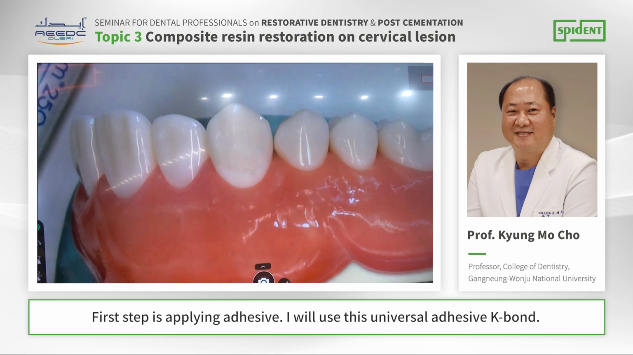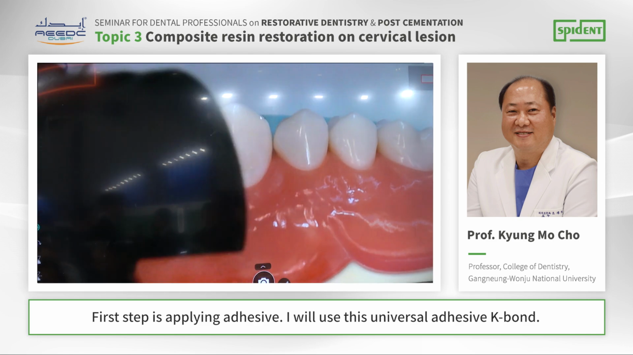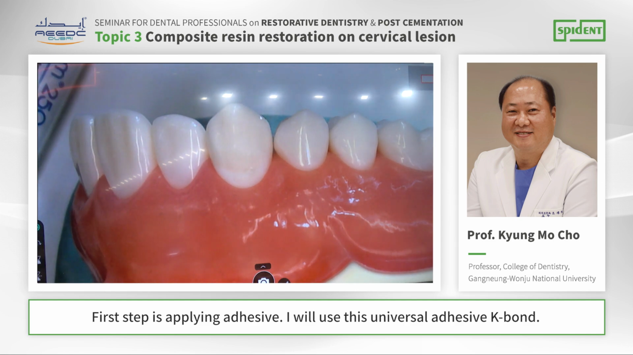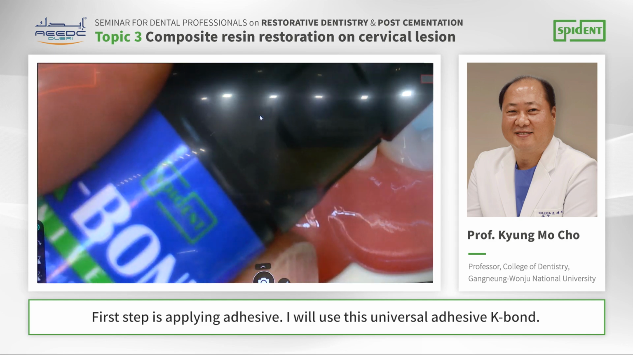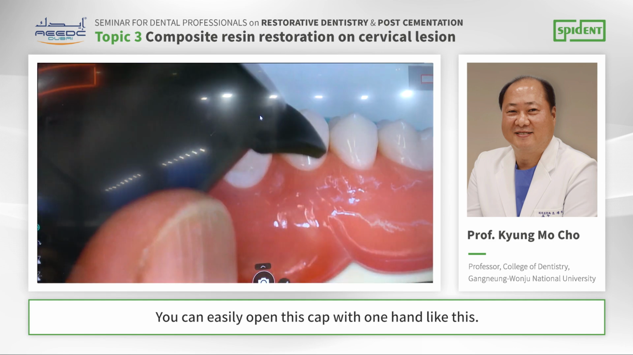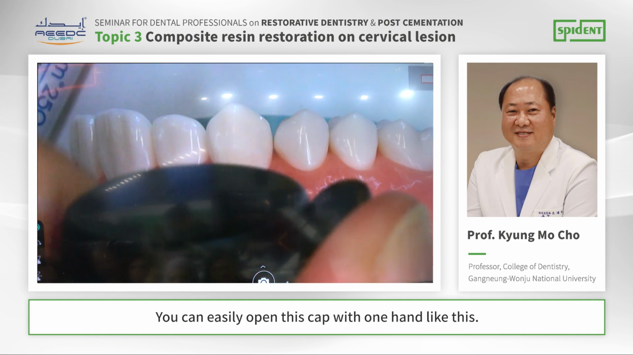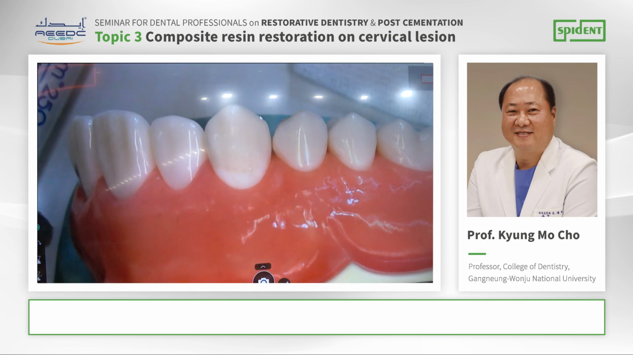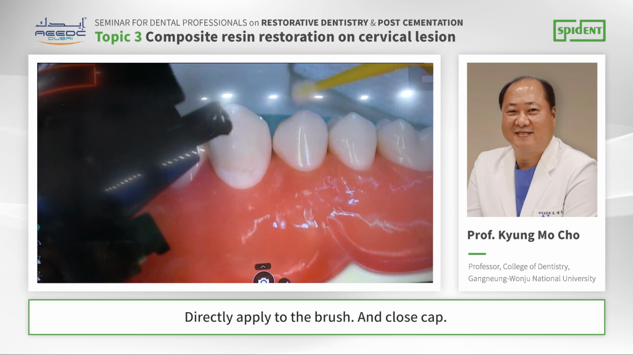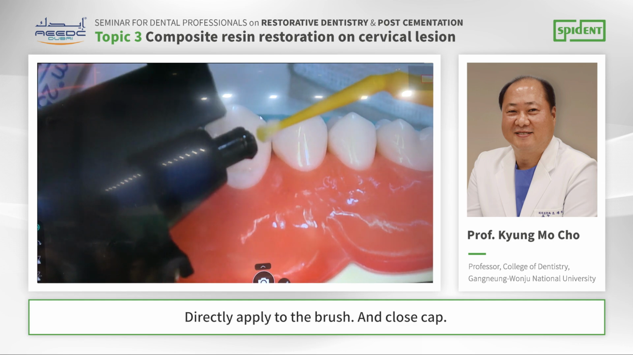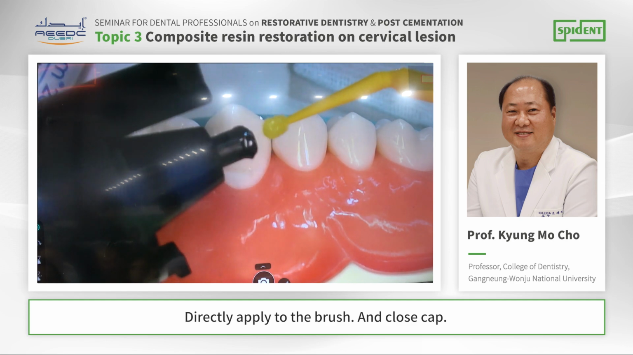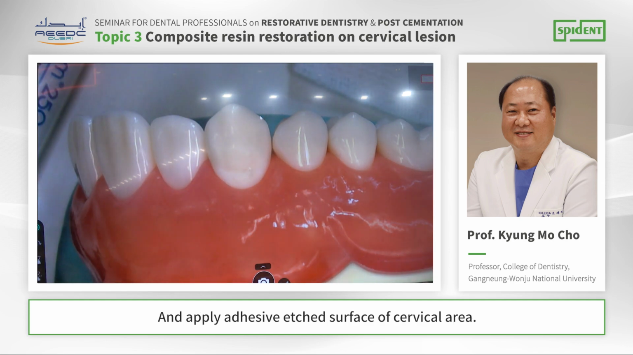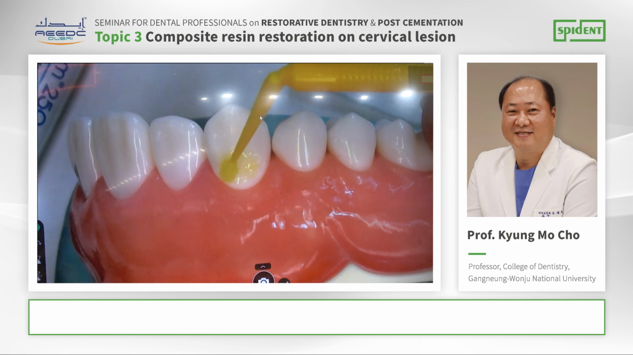The first step is applying the adhesive. I will use this universal adhesive, K-Bond. You can easily open this cap with one hand, like this. And you can use it very easily and comfortably. Directly apply to the brush, and close the cap. And apply the adhesive to the etched surface of the cervical area.